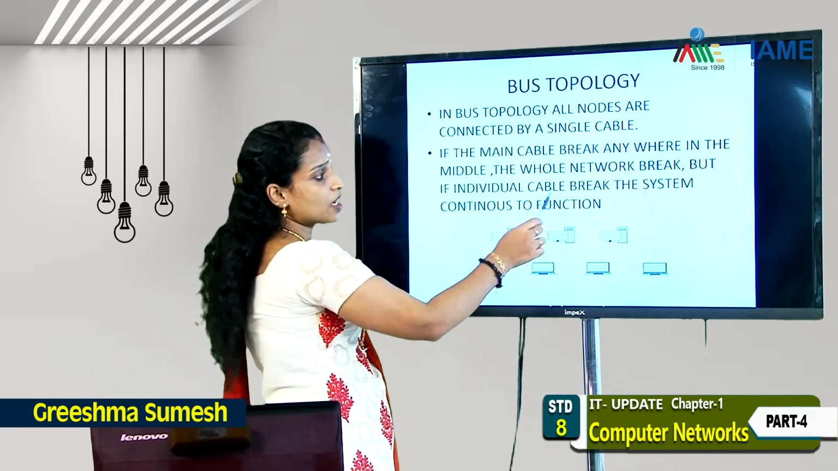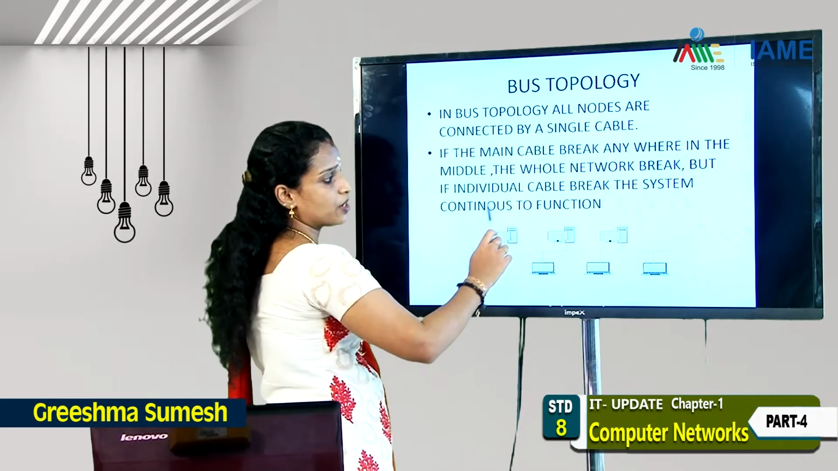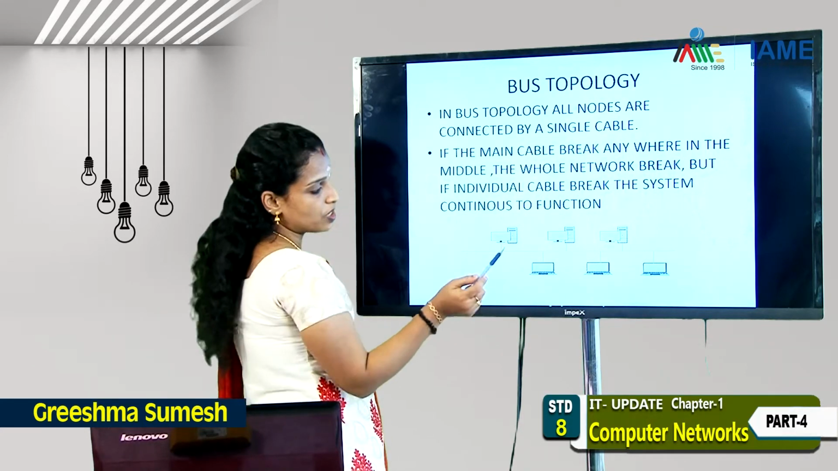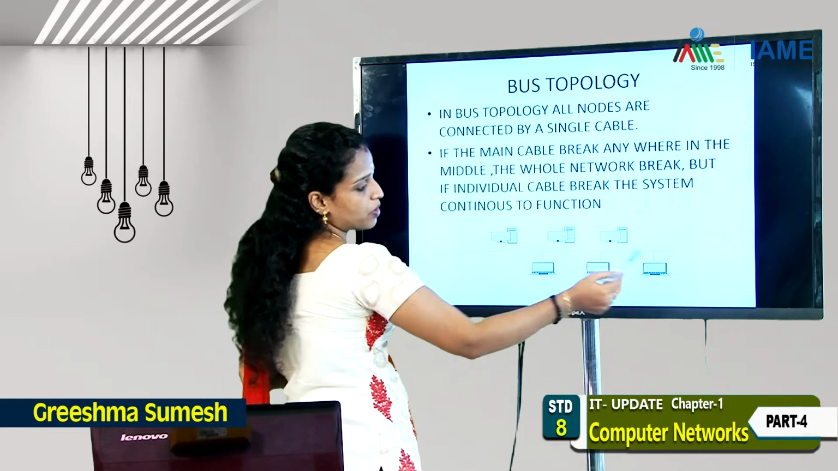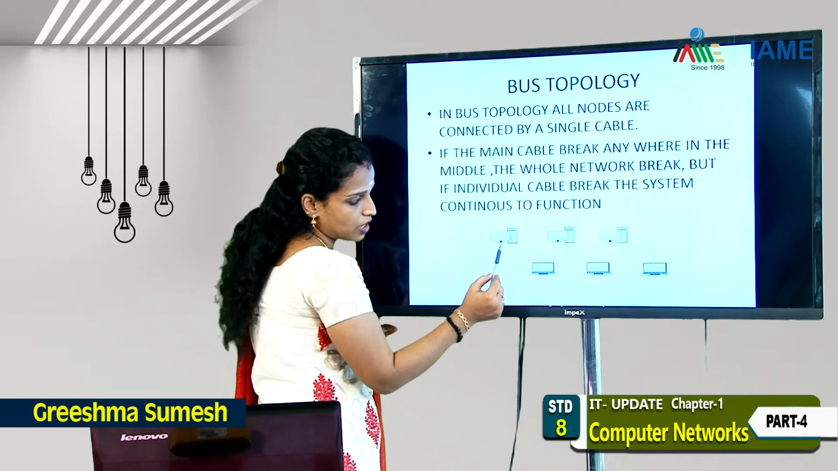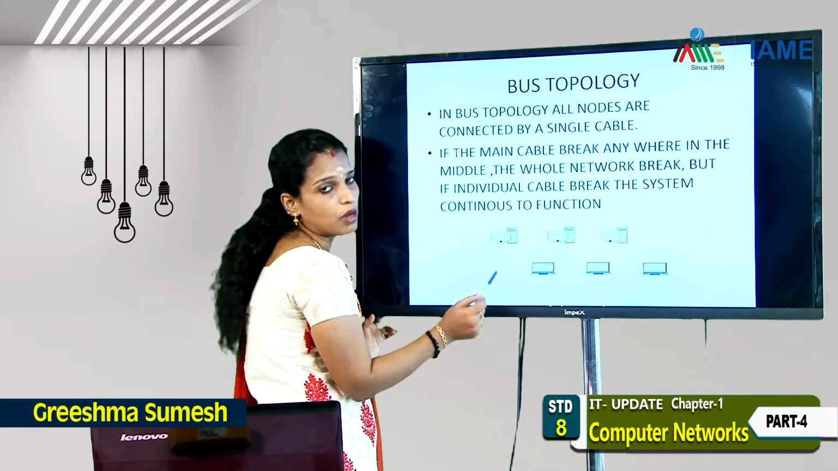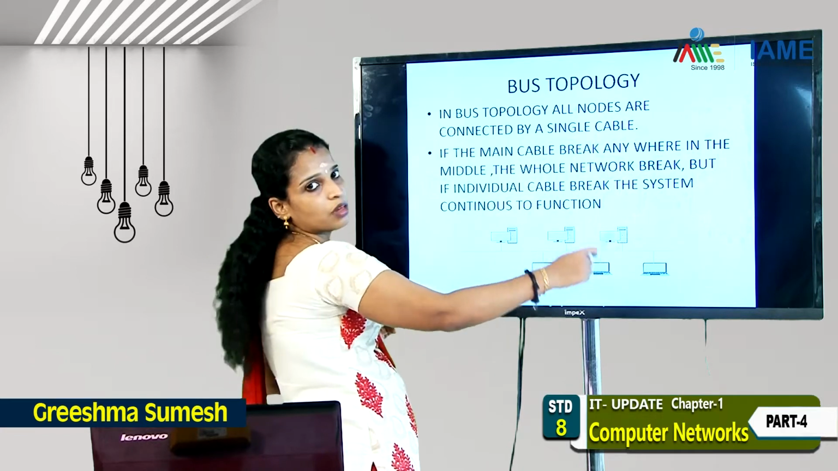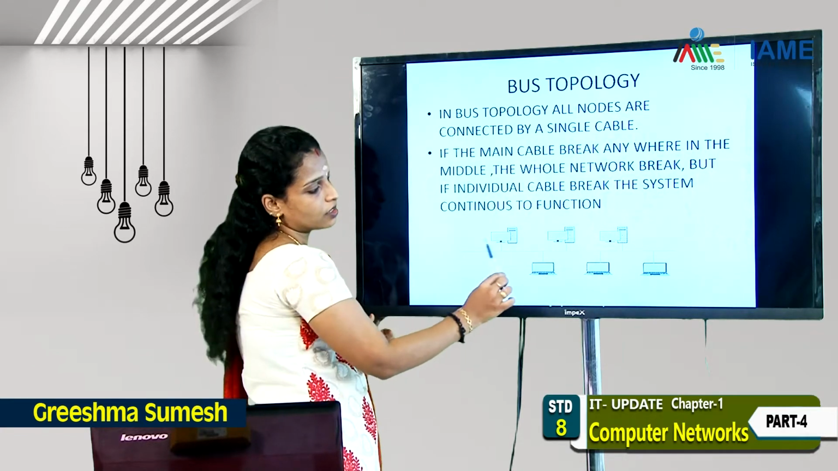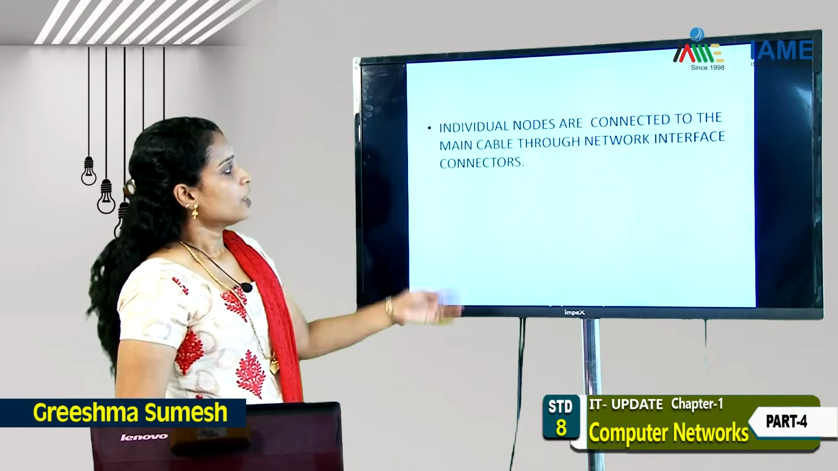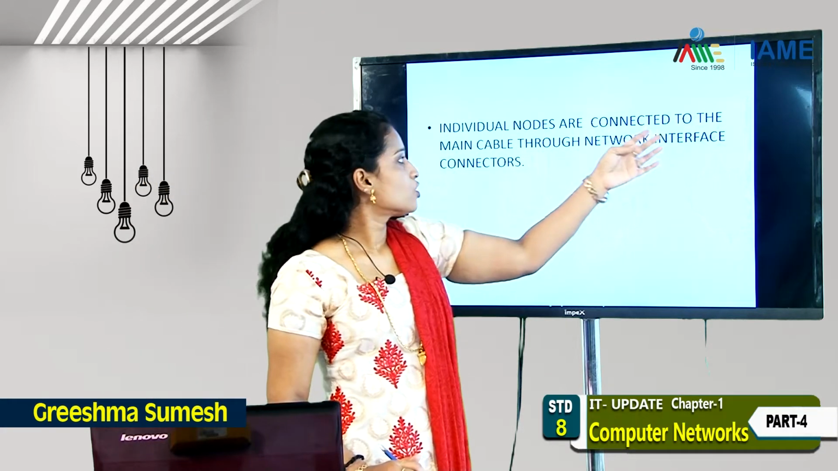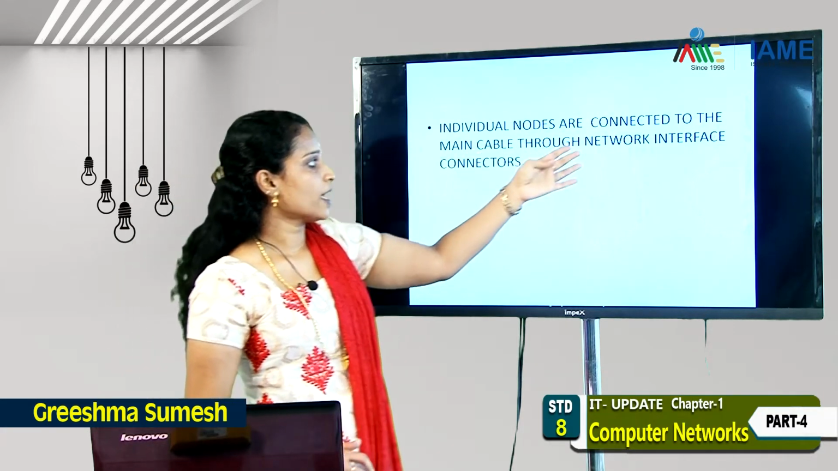If an individual cable breaks, the system continues to function. Individual cable means the main cable is connected to individual cables, and computer A is connected to an individual cable. If this individual cable has any problem, the other systems keep working, only this connection is damaged. Individual nodes are connected to the main cable through network interface connectors.